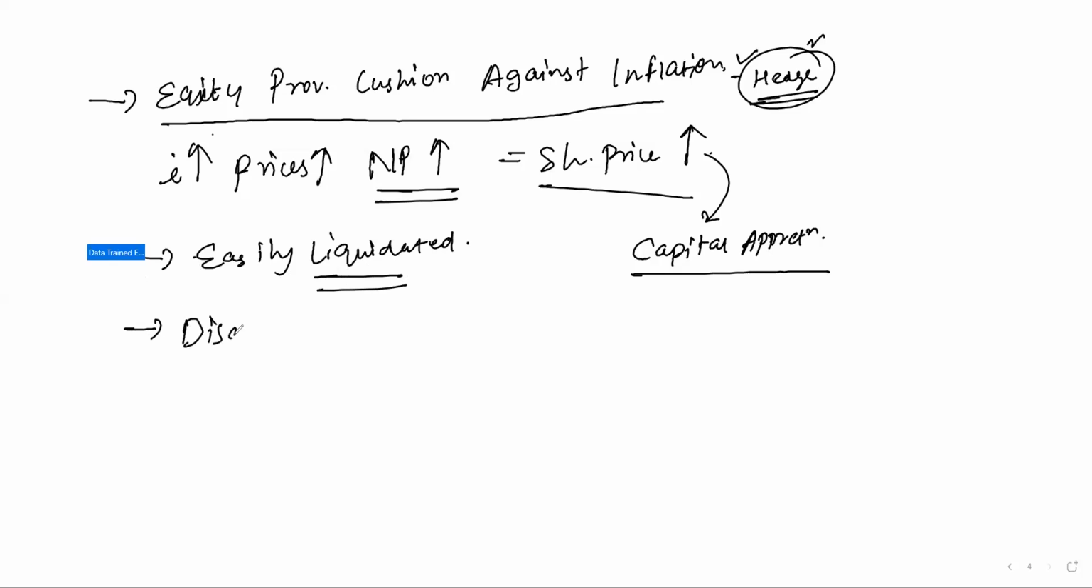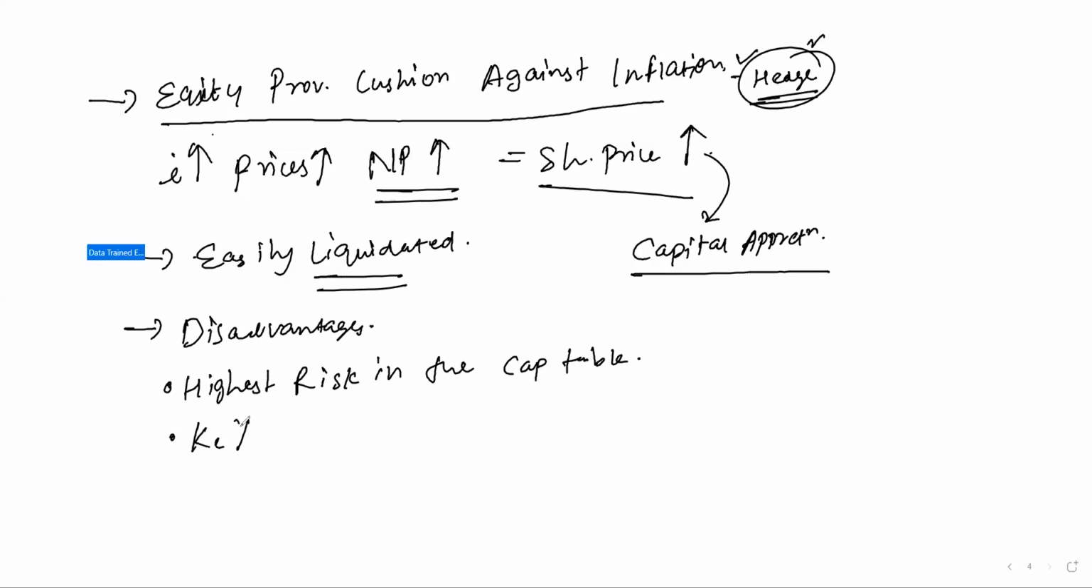While the disadvantages of equity could be higher risk, the highest risk in the capital structure. Yes, when evaluating from the firm's point of view, cost of equity has the highest cost of capital compared to the three sources of capital.